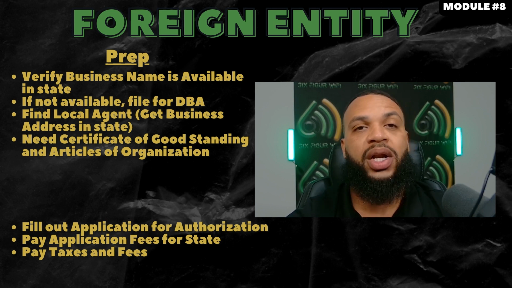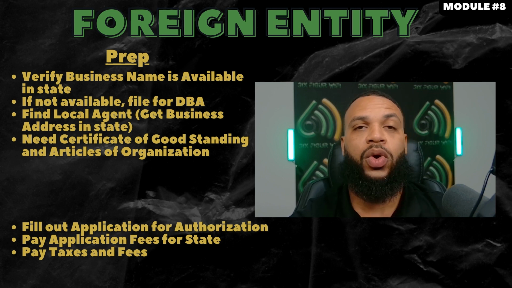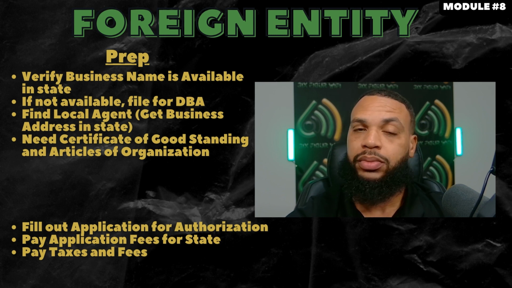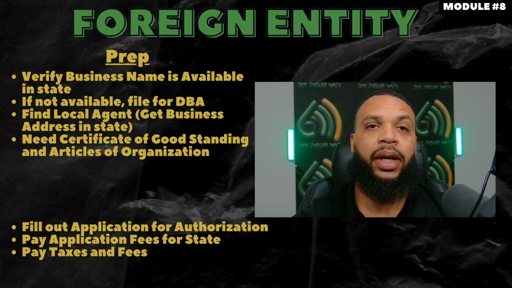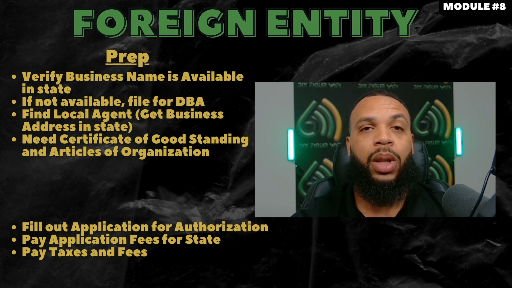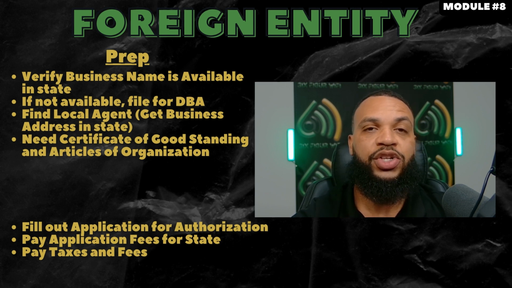So one of the things that you got to do to get prepared for that is verify first that the business name is going to be available in that state. You can just do a quick Google search to figure out if it's available, and if it's not, all you got to do is file for a DBA, doing business as. Then you're going to want to find your local agent, and also get a business address in that state.